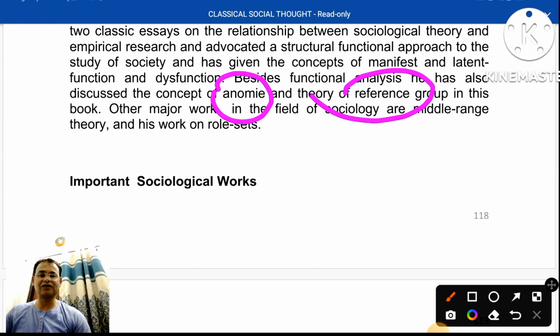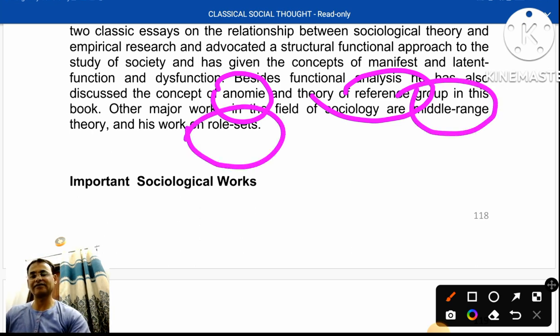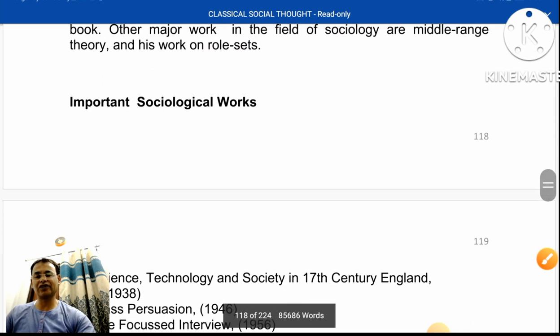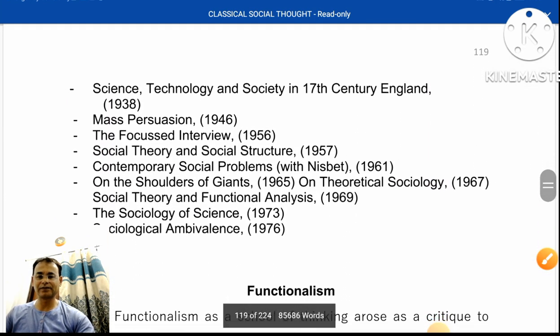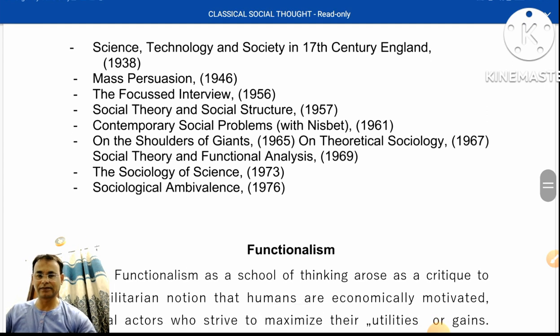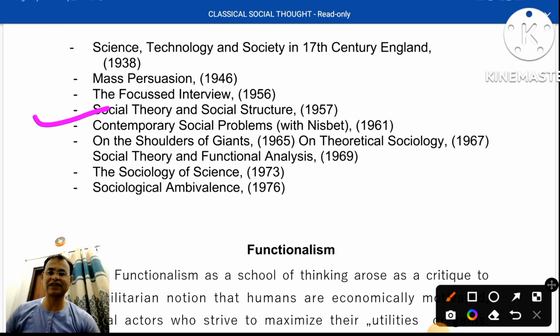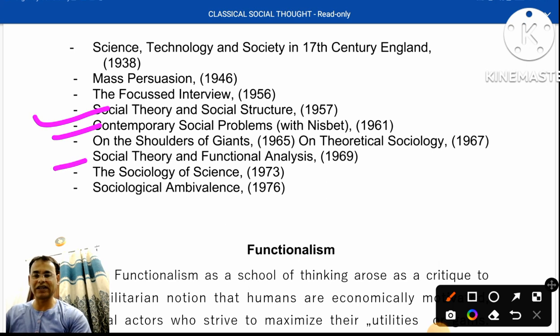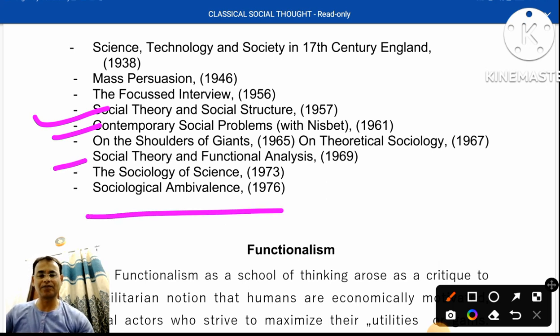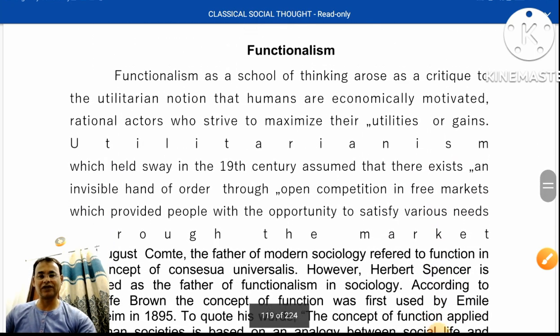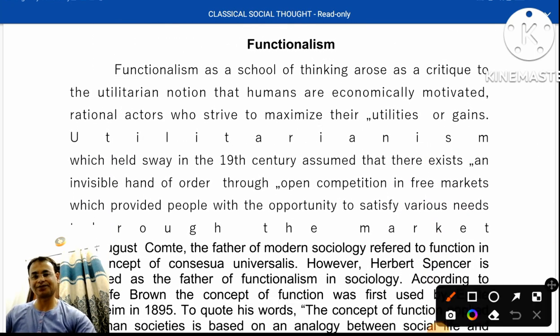Besides functional analysis, he has also discussed the concept of anomie and the theory of reference group in his book. Other major works in the field of sociology are middle-range theory and role set. Other very important sociological works are Social Theory and Social Structure, Contemporary Social Problems, Social Theory and Functional Analysis, and Sociology of Science. So here we will discuss functionalism.